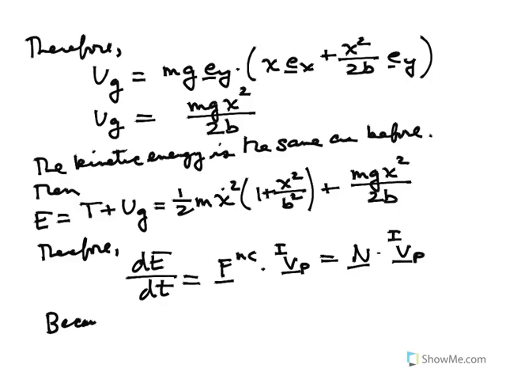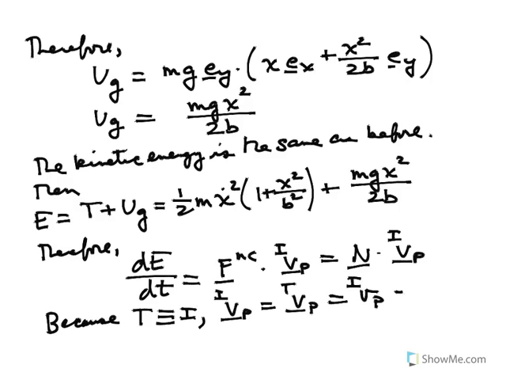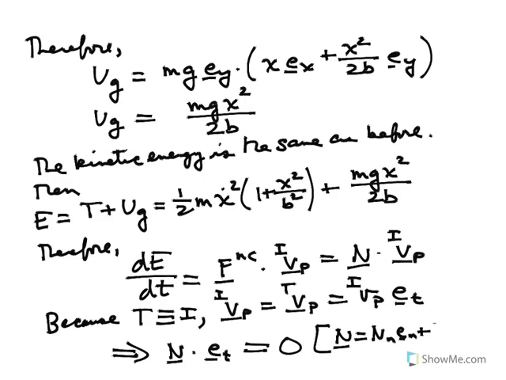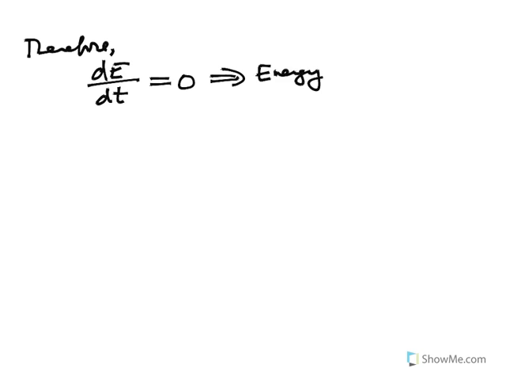So because T is the same thing as the inertial frame, the velocity of P in the inertial frame is also equal to the velocity of P as viewed by an observer fixed to the track, but that's equal to the velocity of P in I times e_t, which says that N dotted with e_t has to equal 0, because remember that N is equal to N_n e_n plus N_b e_b. So what does that say? Therefore, the rate of change of the total energy has to equal 0, which says that energy is conserved.